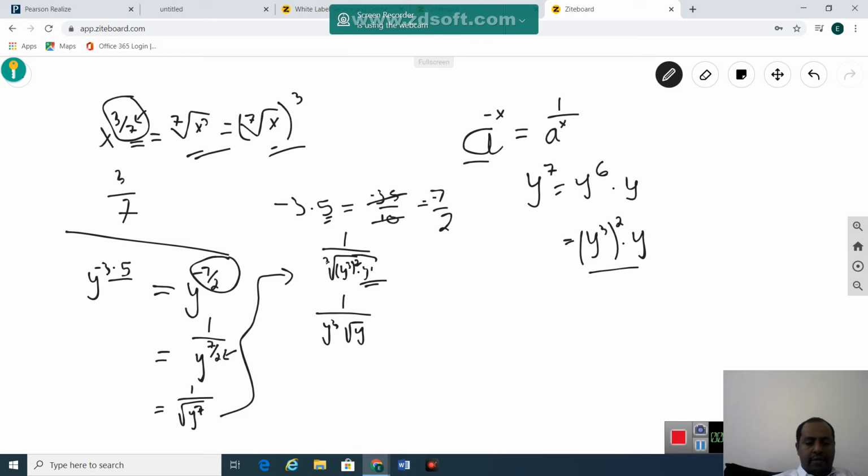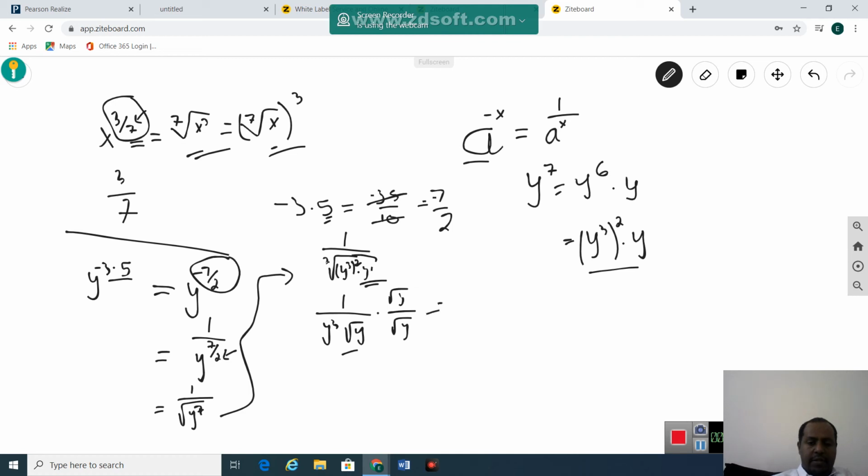Now I can leave it as it is, but in most cases, whenever we have square roots in the denominator, we need to remove them. So in order to remove the square root of y, I will rationalize the denominator. I will multiply the numerator and the denominator by the square root of y.